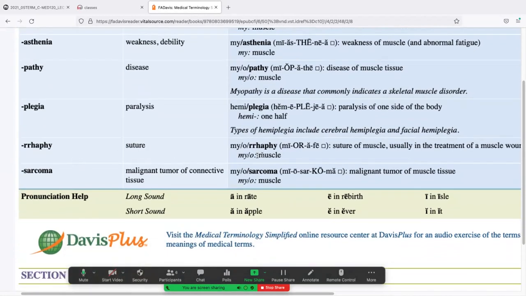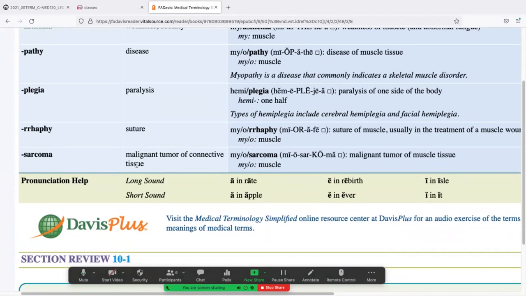Rhaphy, suturing. So if I did a tenotomy and I have a tear in my tendon, odds are I'll also have a tear in my muscle as well. So I'll have to do a myorrhaphy, or the orthopedist has to do a myorrhaphy, which is the process of suturing a muscle.